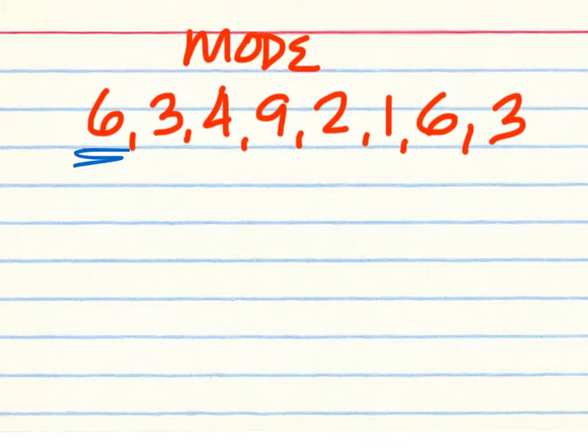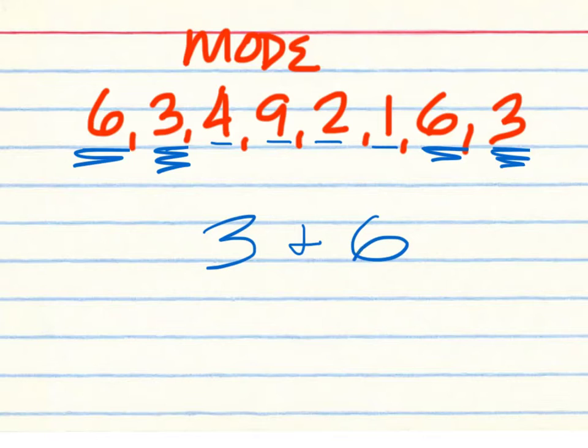Here we have 1 and 2 6s. And then we have 2 3s. There is just 1 4, 1 9, 1 2, and 1 1. If you have two numbers that show up the same number of times, then it is a bimodal list of numbers. So the mode would be 3 and 6. If they show up the same number of times, then you list both numbers.